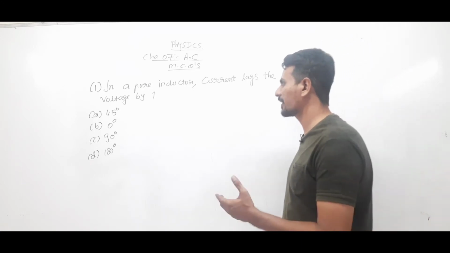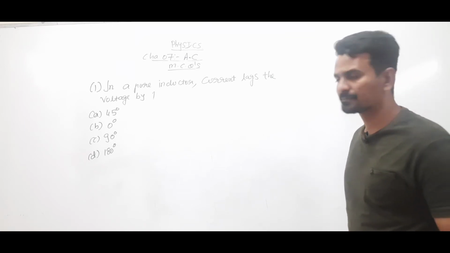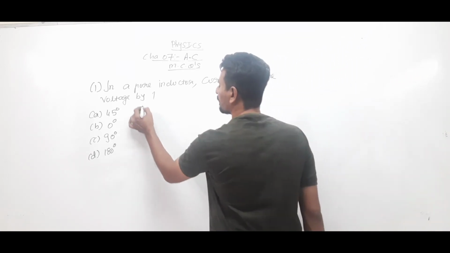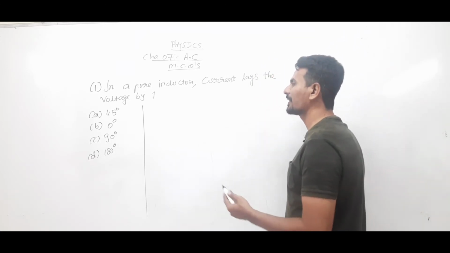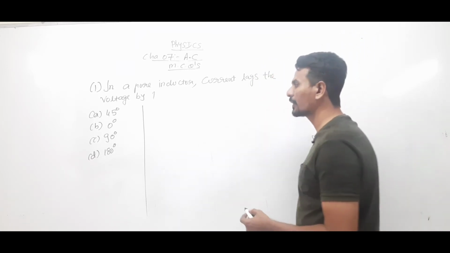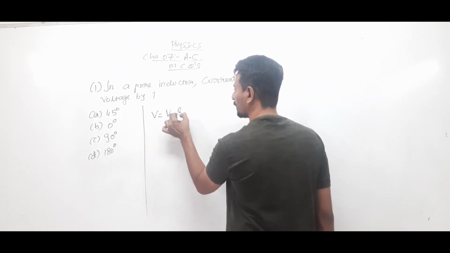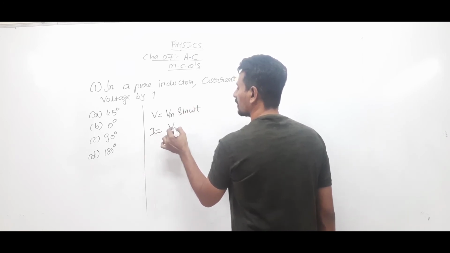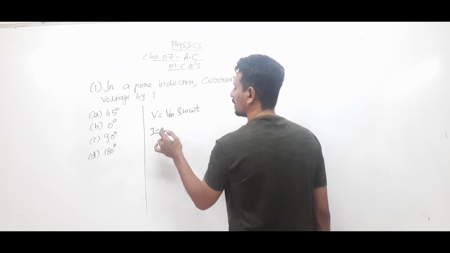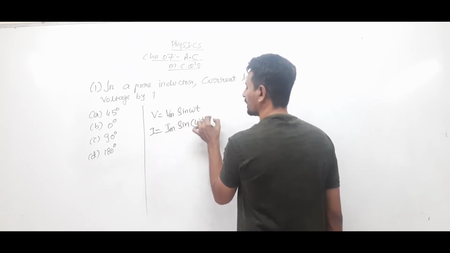first MCQ of alternating current. In a pure inductor, current lags the voltage by... pure inductor means we will not consider the resistance of the inductor, right? So the circuit comprises only an inductor. In the book it is already given that if you take voltage as Vm sin omega t, then current will be equal to Im sin(omega t minus pi by 2), right?